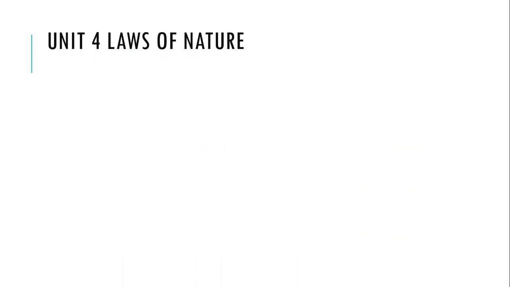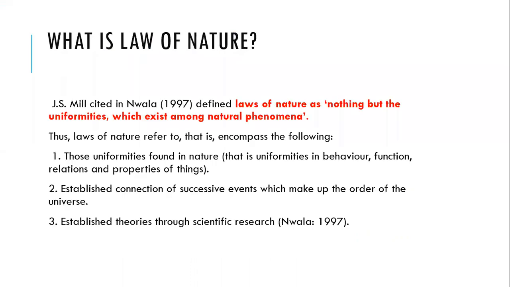Today we'll be looking at Unit 4, Laws of Nature. So what is a law of nature? J.S. Mill defined laws of nature as nothing but the uniformities which exist among natural phenomena, right? So a law of nature is basically the uniformities which exist among natural phenomena.